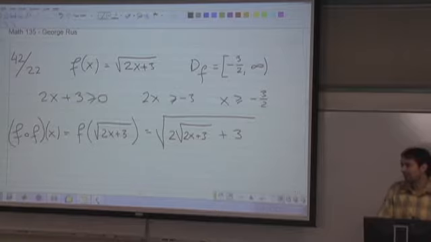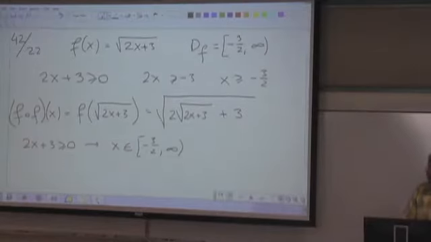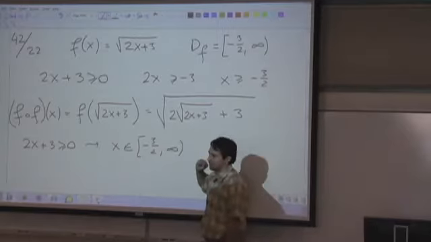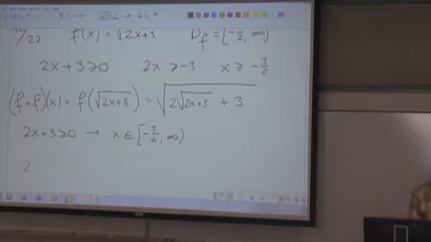Well, as it turns out, the domain is actually quite simple. Why? Well, first of all, 2x plus 3 has to be bigger than or equal to 0, which means x has to be in negative 3/2 to infinity. Right? Assuming that that is the case, that x is here, do I have any additional constraints? Well, technically, I do, right? Technically, I would say 2 times the square root of 2x plus 3 has to be bigger than or equal to 0, right?